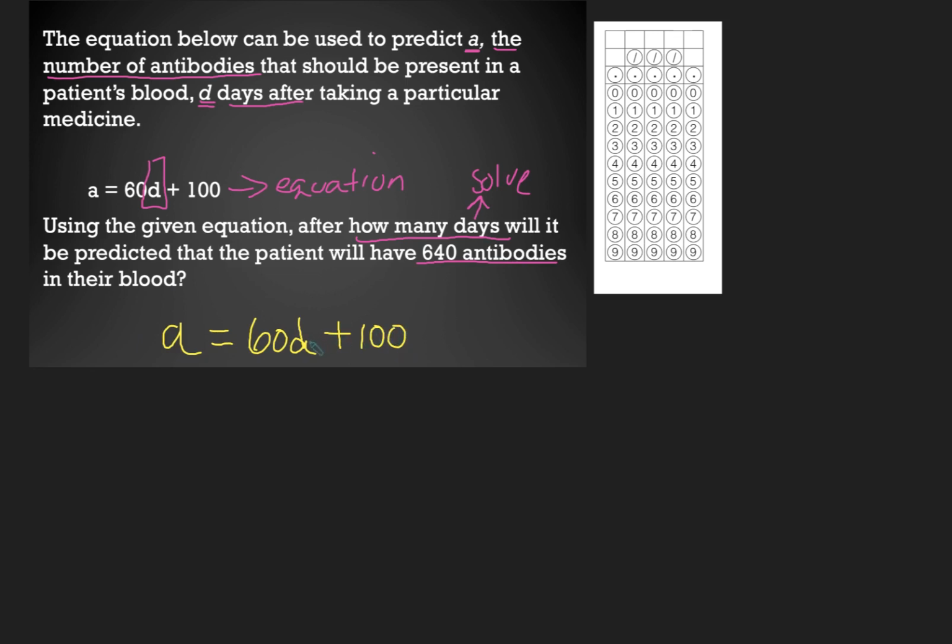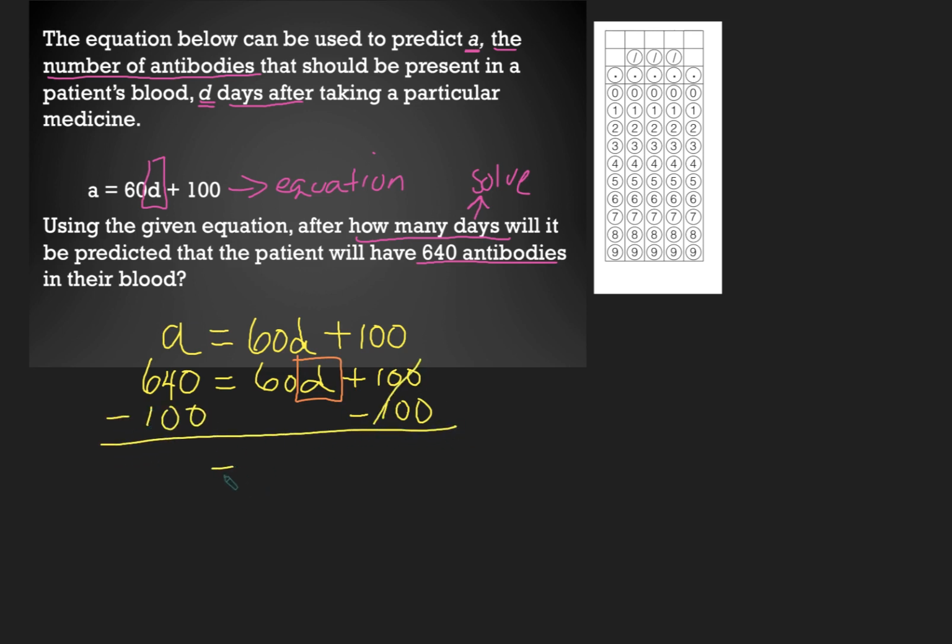And again, this question can be on a non-calculator. These are very nice numbers. The A I'm going to replace by 640 because A represents antibodies, and they said you have 640 antibodies. 60D plus 100. Remember, I'm solving for D. So I'm going to put that box, which clues me in that I have to subtract 100 from both sides. This is eliminated. I have 60D.